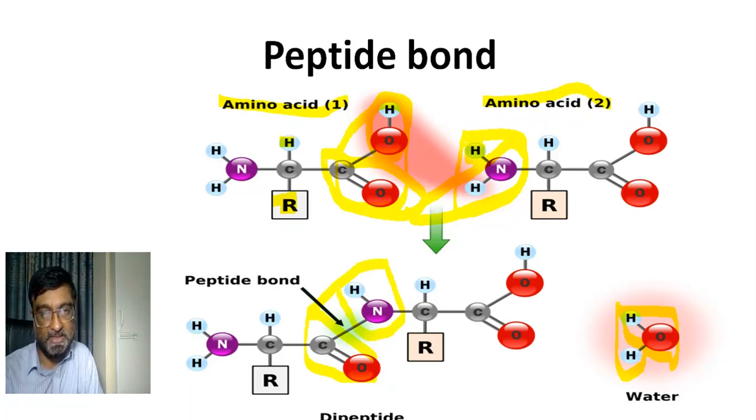So what is the nature of this peptide link? It is CONH. So we write CONH. This is actually the peptide linkage, and we call it a dipeptide because two amino acids are linked together.